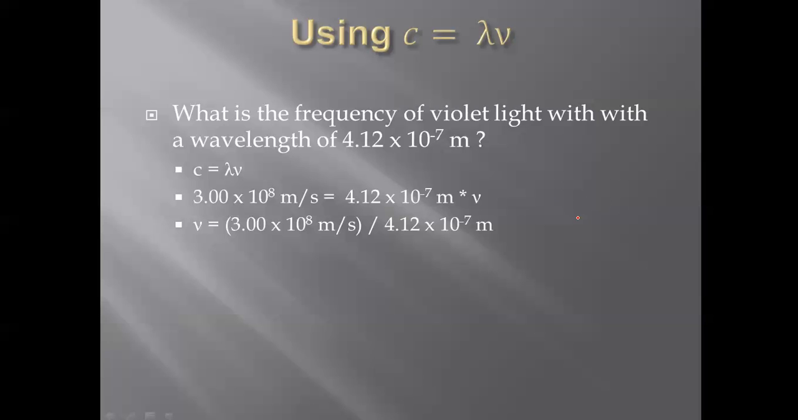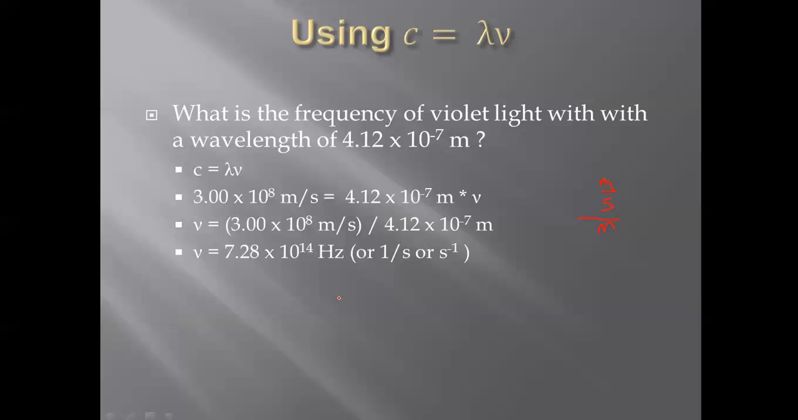Now as far as the units go here, in the top we have meters per second, and in the bottom we have just meters. So keep that in mind. So do that division, 3 times 10 to the 8th meters per second divided by 4.12 times 10 to the negative 7th meters. And we see that our frequency, if we put it into a calculator right, if we're doing the math right, is 4.28 times 10 to the 14th hertz.